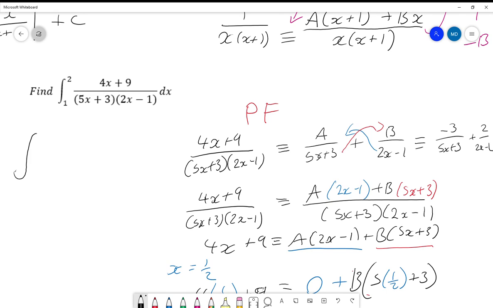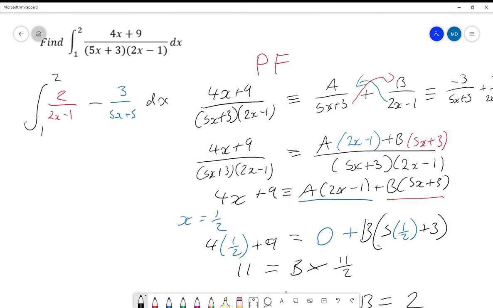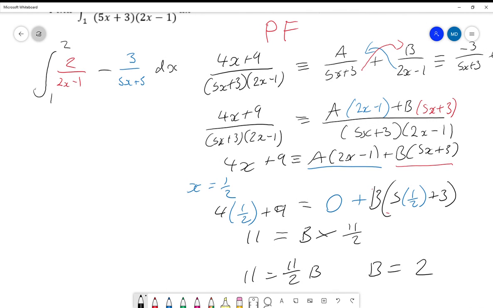And so we're doing the integral between 1 and 2 of, and we're plugging that in now, 2 over 2x minus 1, rearranging the order to make it a little bit nicer, minus 3 over 5x plus 3 dx. Now we need to integrate both of these, and let's deal with them individually.